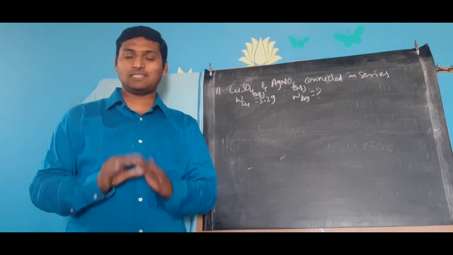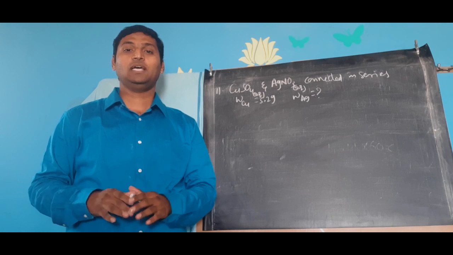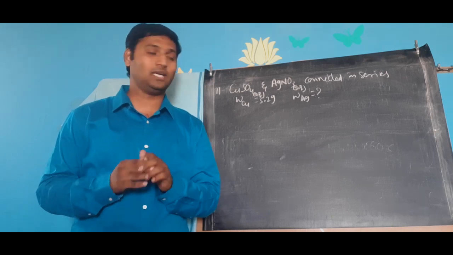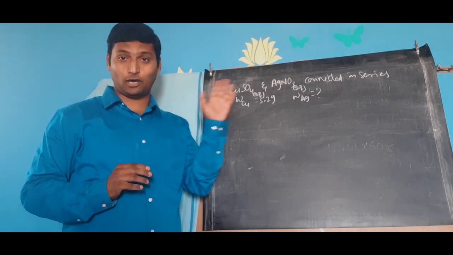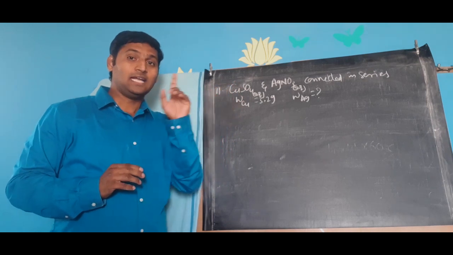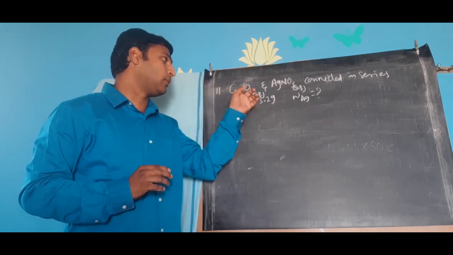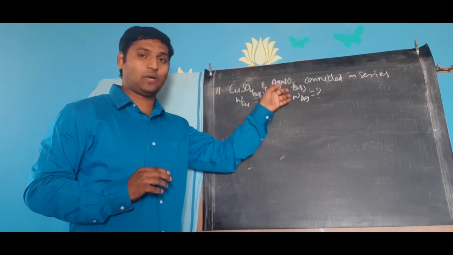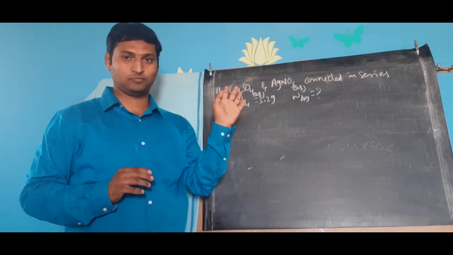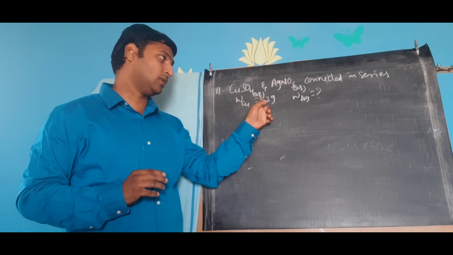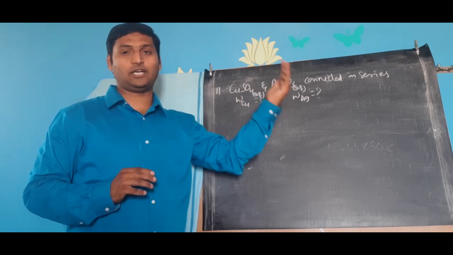The 11th question is a very simple single step problem. Let us not take more than a minute to do it, and it is based on Faraday's second law of electrolysis. The same quantity of electricity is passed through aqueous solutions of copper sulfate and silver nitrate connected in series. And the weight of copper deposited was 3.2 grams. Then what is the weight of silver deposited?